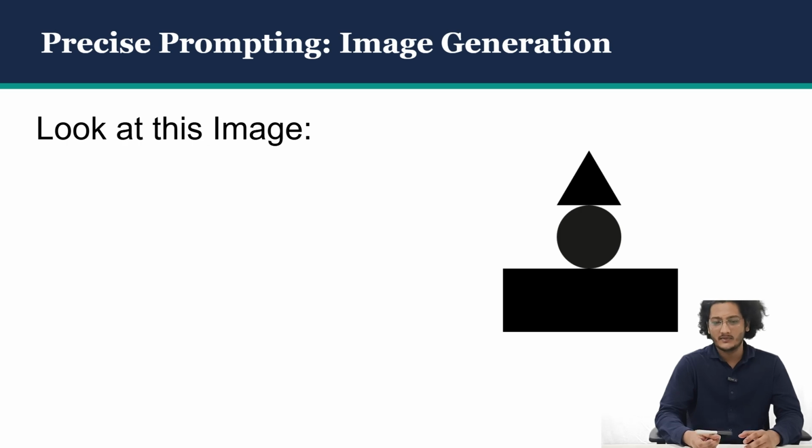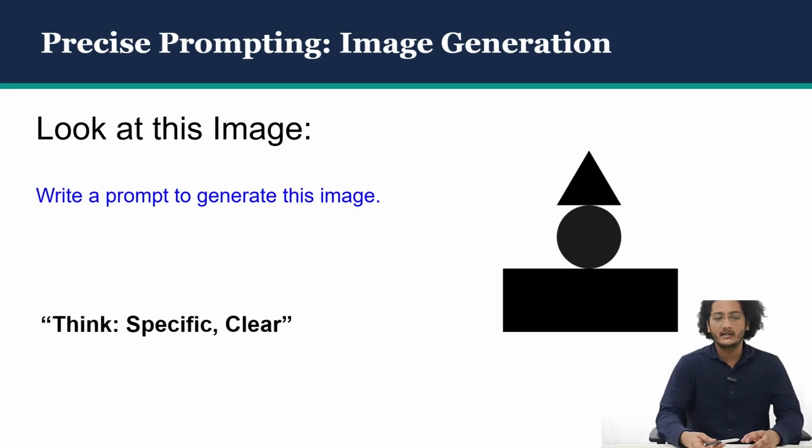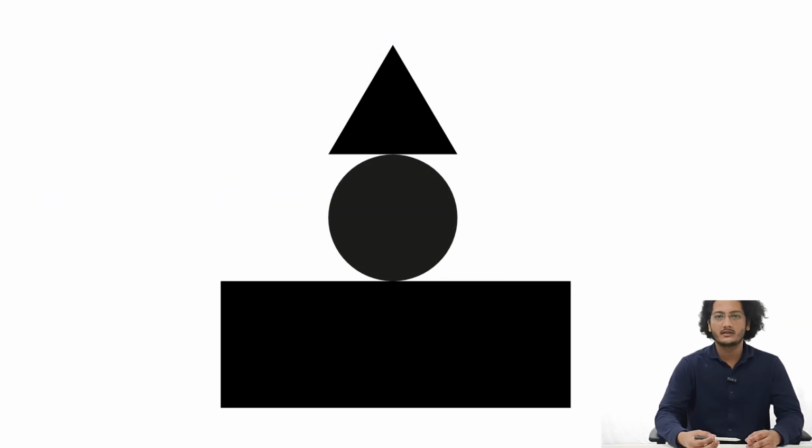So look at this image. Suppose you want to generate this image, what will be your prompt? Take a pause, think on it and write a prompt. And yes, the hint is think specific, think clear. So this is the image. Pause the video, write your prompt and again play the video.